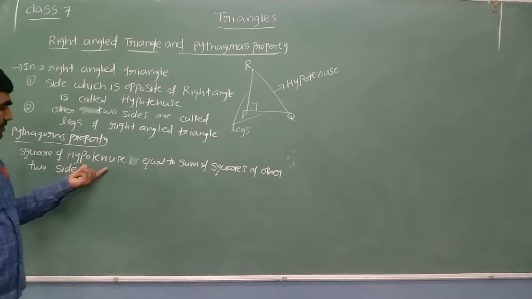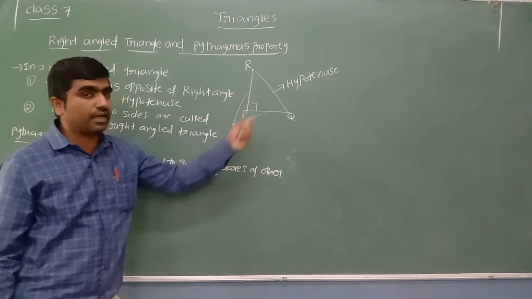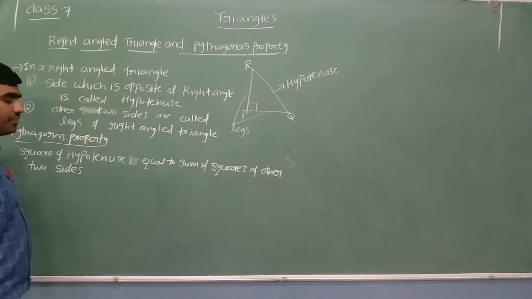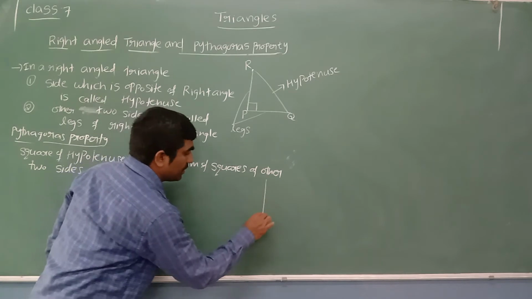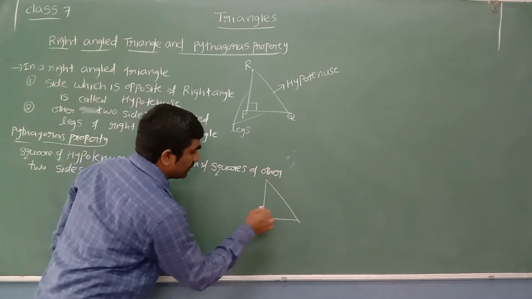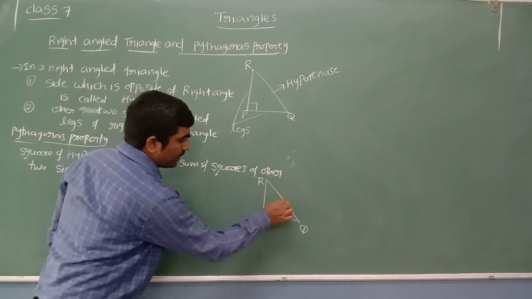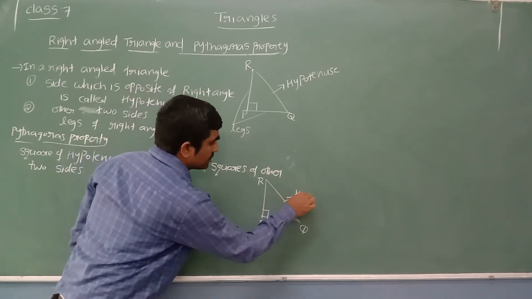What is the meaning of this? Square of the hypotenuse: square is nothing but power 2. The hypotenuse is nothing but the side which is opposite the right angle. Let me draw the same figure here once. Right angle at P, vertex Q, vertex R. So the side opposite the right angle is called what? The hypotenuse.